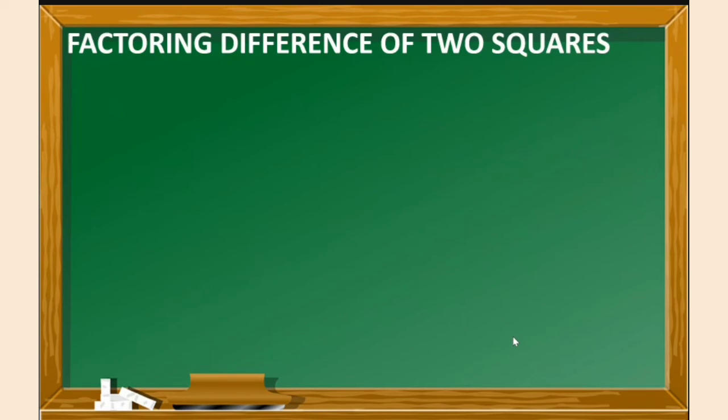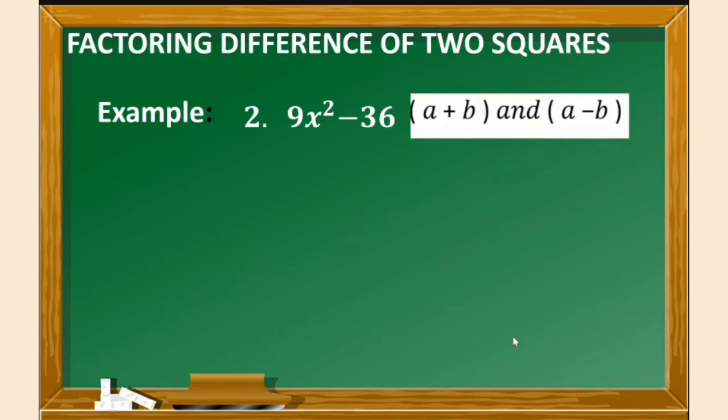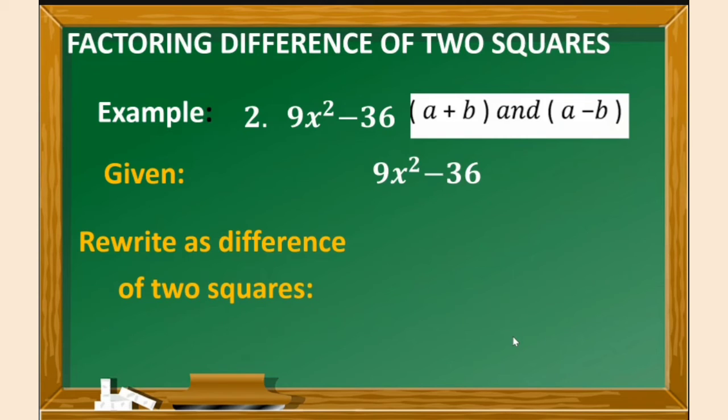Another example. So our given is 9x squared minus 36. Again, first, alamin natin yung perfect square nila. Our first term is 9x squared minus 36. And we're going to find also the perfect square of 36. First, rewrite as difference of two squares. What is the perfect square of 9? Three, ma'am. Okay, 3.